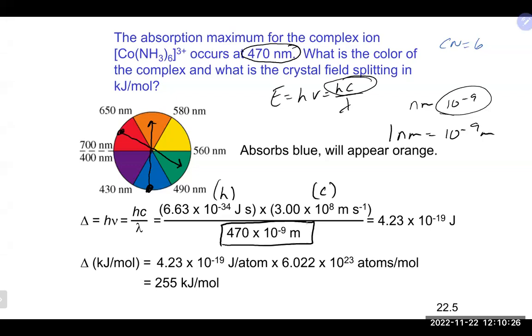Doing that allows the units to properly cancel. That's because the speed of light is in meters, so those cancel, and the seconds cancel. That leaves us joules, which is our crystal field splitting, and that's really joules per atom. So we could use Avogadro's number to figure out the energy per mole, and that's what we have here. That is Avogadro's number to convert into the energy per mole. That's how the atoms cancel each other out. So those two cancel, leaving us joules per mole, and then we can divide by 1,000 to get kilojoules per mole. Any questions on that there?